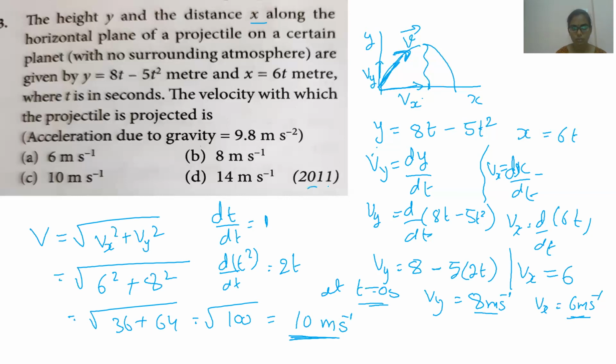See, this is a question given in the 2011 CET exam. So the answer is 10 meters per second. Okay children, I hope this problem is clear. To solve this problem, you need to have an idea regarding projectile motion: how to find velocity and how to find the resultant velocity. Two formulas you need to remember, and know differentiation. Then you will be able to solve these problems. I hope this is clear to everyone, children. We'll solve the next problem.